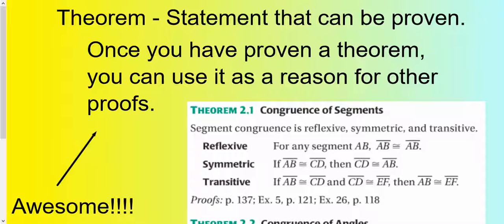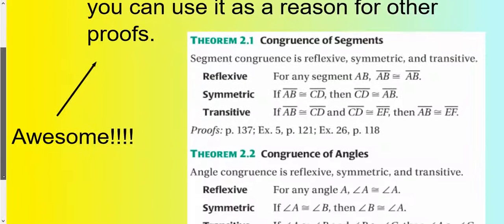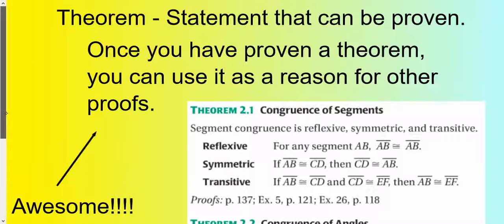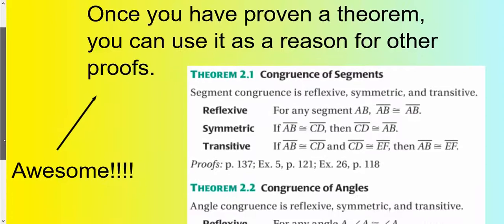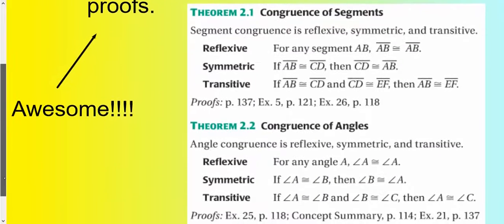A theorem is a statement that can be proven. Once you've proven a theorem, you can use it as a reason for other proofs, which is pretty cool. So a lot of what we're going to do is prove statements, and then use those proven statements for other proofs.